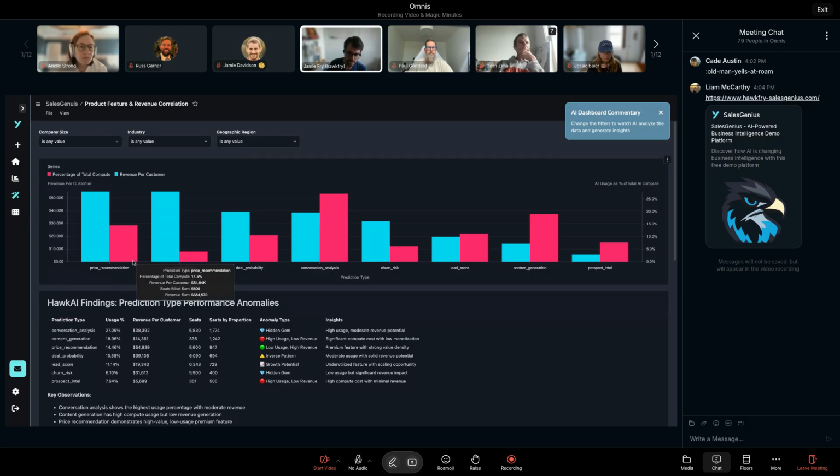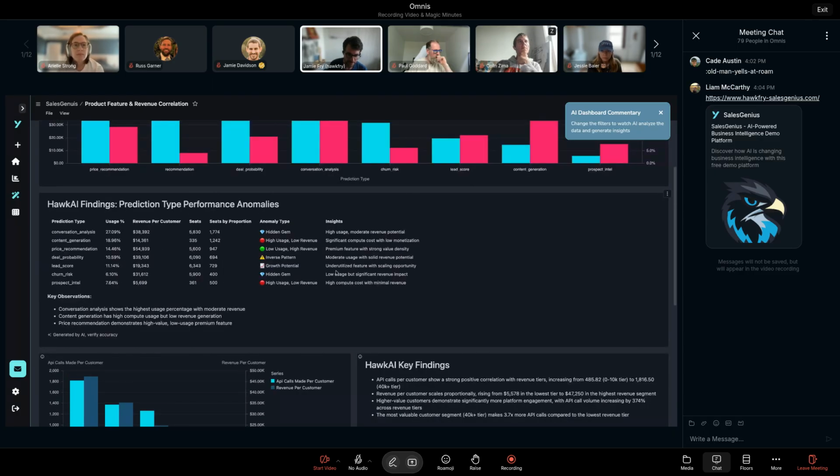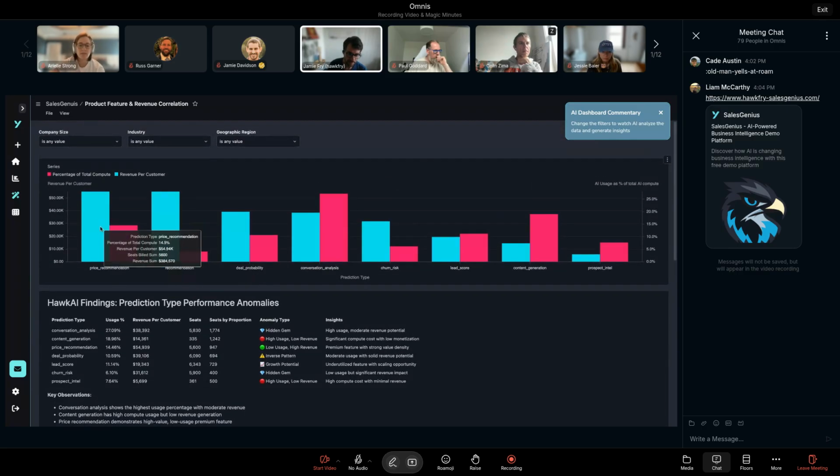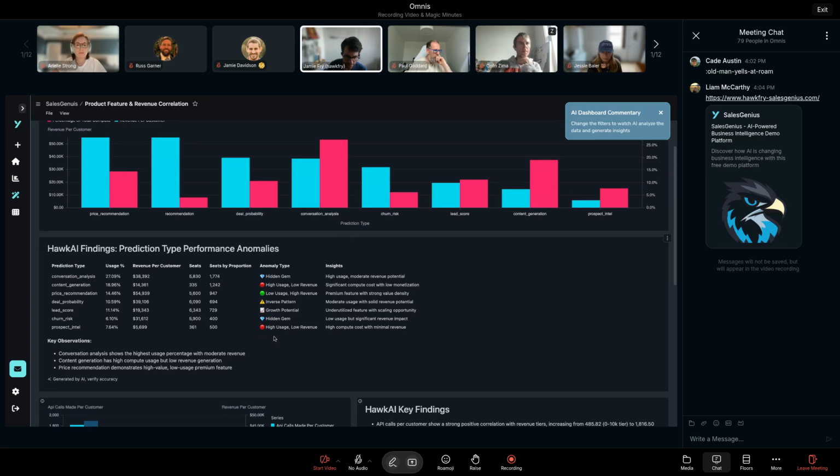revenue per customer. I could interpret this a number of different ways, but actually under here is AI interpreting it for us. The beauty of this is I can guide the viewer of this dashboard to where the gems are, where the insights are. So it's correctly picked up that we've got some pretty good things and also some problems. At the bottom here, we've got pretty high usage and low revenue, and the AI has also worked out that the seats by proportion of compute is quite high.